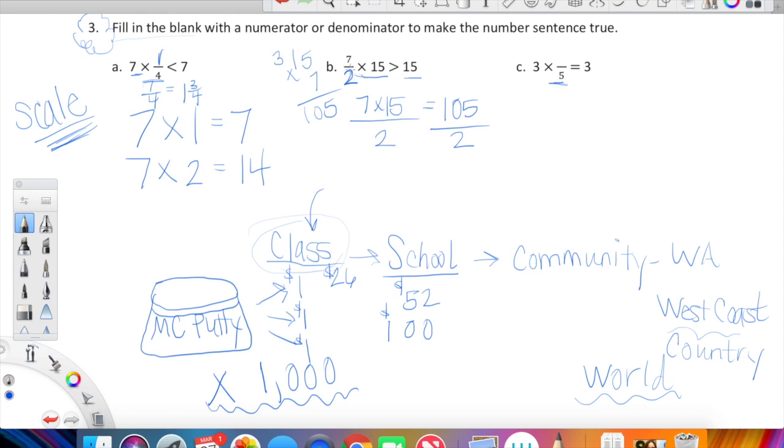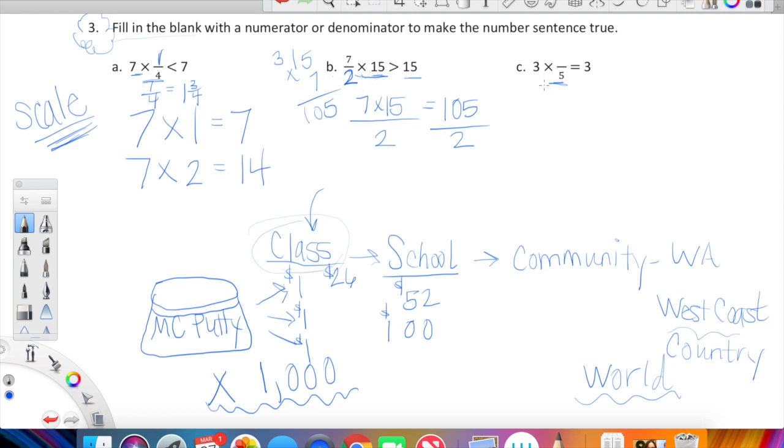The scaling factor here is an improper fraction. When you multiply a whole number by an improper fraction, the result is going to be something greater than that original number. Okay, very good. So you guys, this really is just an investigation into scaling factors, as you can see.